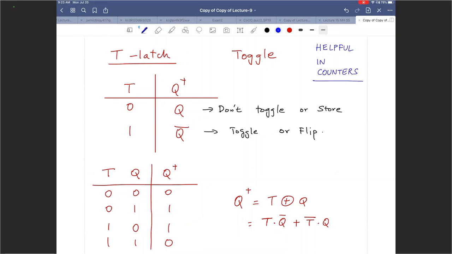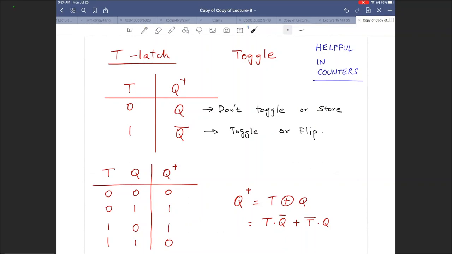Counters are sequential elements that just keep counting, right, in binary, 0, 0, 0, 0, 0, 1, and so on. You can make them count up, you can make them count down, you can skip states, you can do a lot of interesting things with counters. So toggle flip-flops happen to be very, very important in the design of the counters, which we'll see later on in the course.